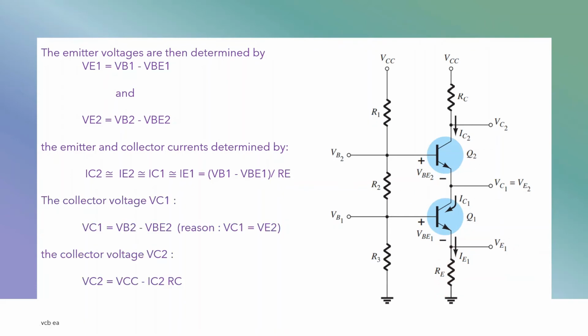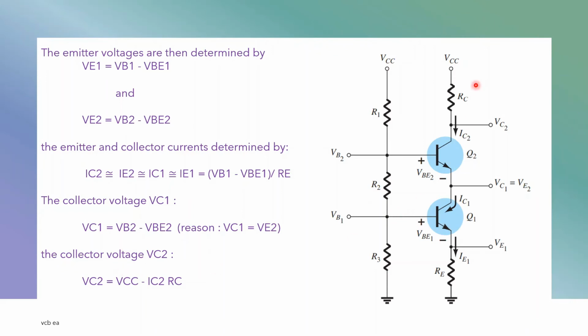Similarly, we have to find the collector voltage VC1. If we observe, the collector voltage of the first transistor and the emitter voltage of the second transistor are equal. We know the value of VE2, which is determined by this equation: VE2 equals VB2 minus VBE2. So, as per the diagram, VC1 is equal to VE2. The collector voltage of the first transistor is equal to the emitter voltage of the second transistor.